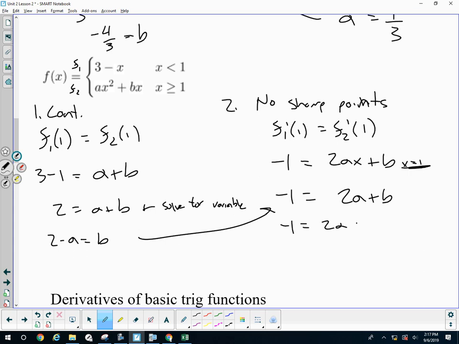There's a lot of different ways to do this. You don't have to do it this way. All right, finishing up just a little bit more.